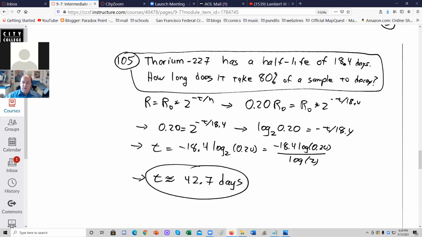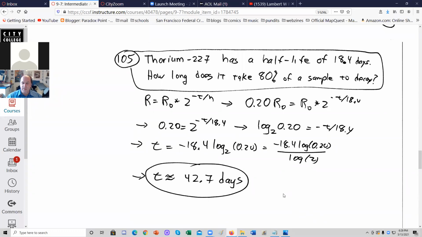And this, by the change of base formula, is common log of 0.2 over common log of 2. That times minus 18.4 gives you the value: minus 18.4 log 0.2 over log 2. Turn the crank, and out comes about 42.7 days for 80% of that sample to decay.